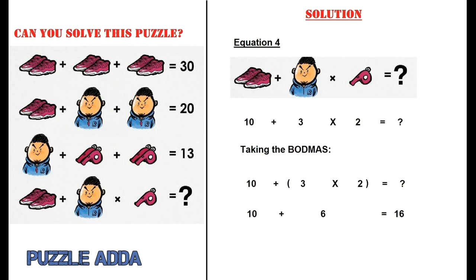Then we have a coach without whistle on his neck. It has a value of 3, which comes from a coach with whistle on his neck, 5, minus the value of the whistle, which is 2. So coach without whistle on his neck is equal to 3, multiplied by a whistle, which has a value of 2. So the last equation becomes 10 plus 3 into 2. Following BODMAS, 3 into 2 will be considered first. So the value of this equation becomes 10 plus 6, which is equal to 16, which is the solution to this puzzle.